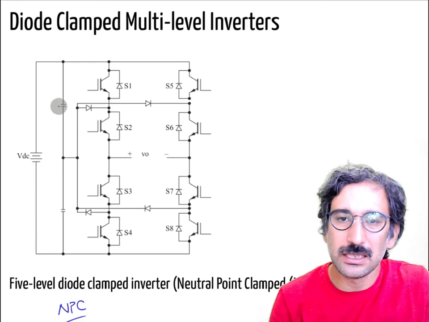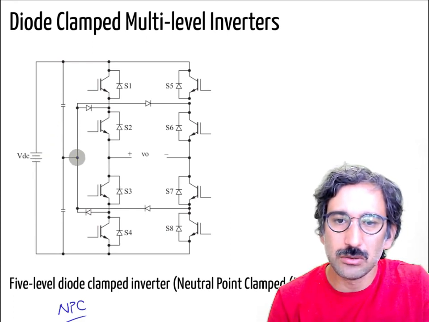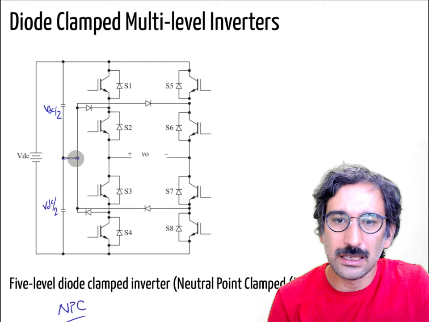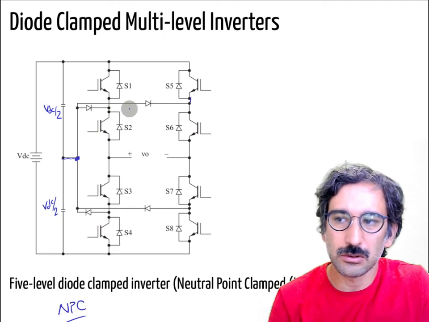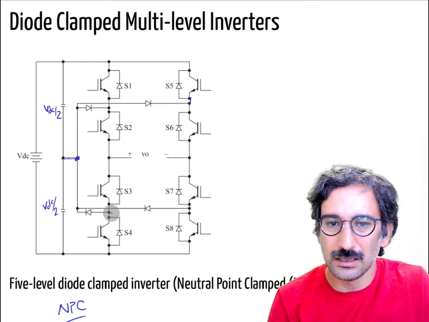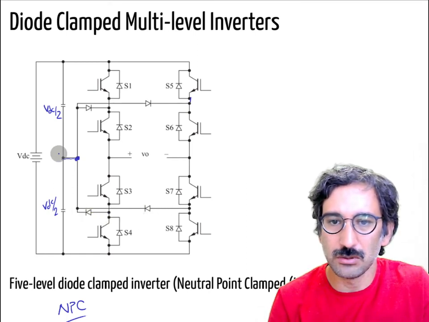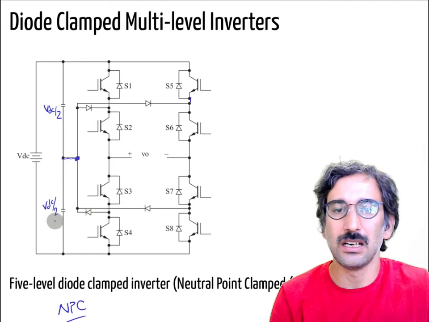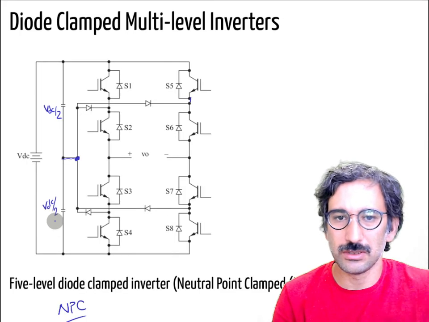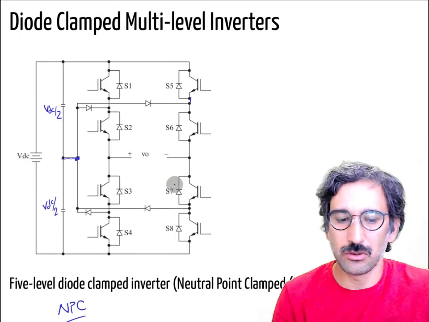I just divided the VDC into 2, so you can think this is VDC over 2, this is VDC over 2, and that point is connected to the midpoints of the transistors through diodes in that direction, and through here they connect the middle points of the transistors to that point. So we will see how that can be used. First, I will show you different combinations.